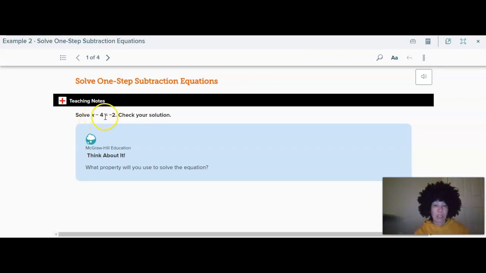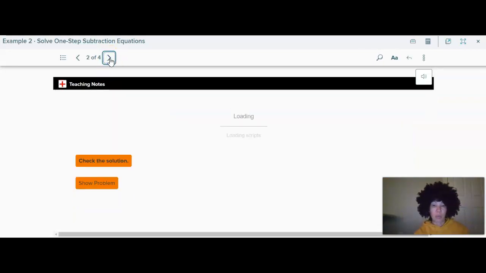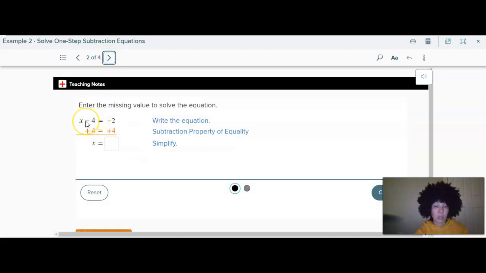If I have x minus 4 equals negative 2, if it's minus 4, then we want to add 4 to both sides of the equation. Okay, and this should say the addition property. This is a typo on here. This is the addition property of equality. Your book is correct. This screen is not. So page 281 in your book has the right thing written.